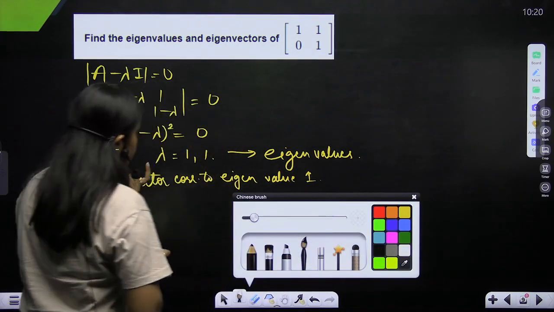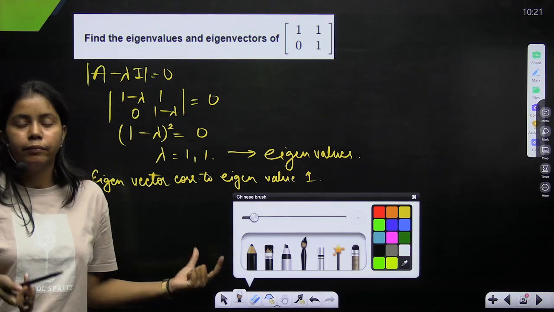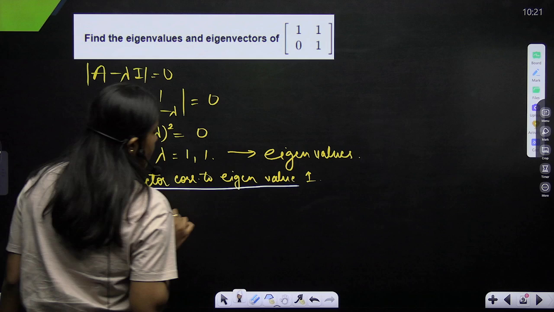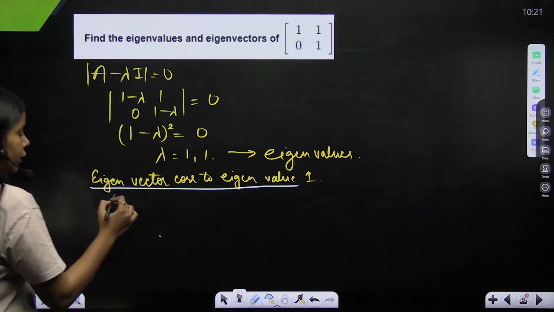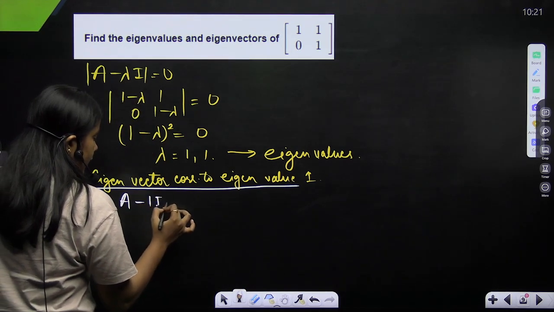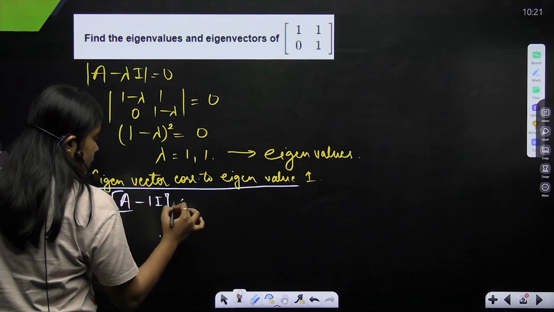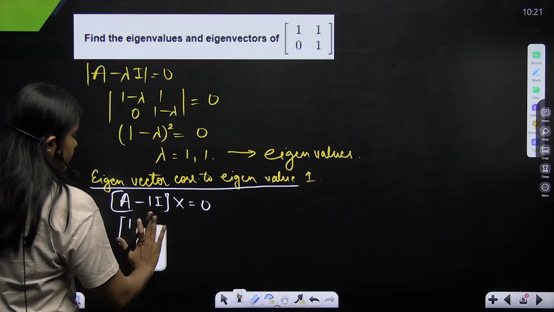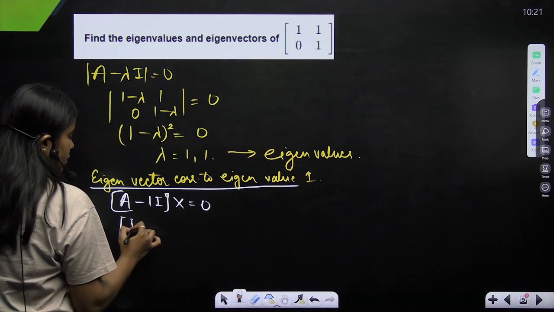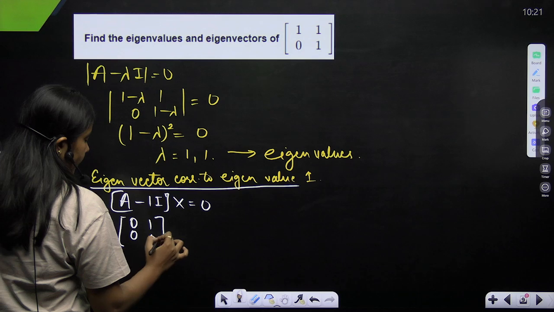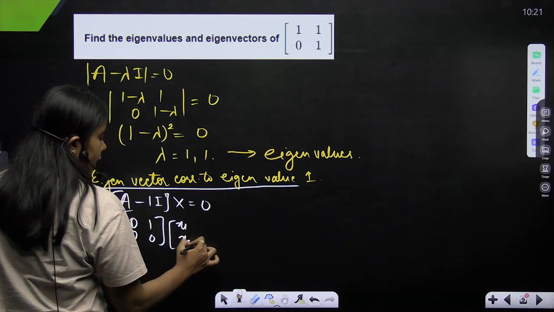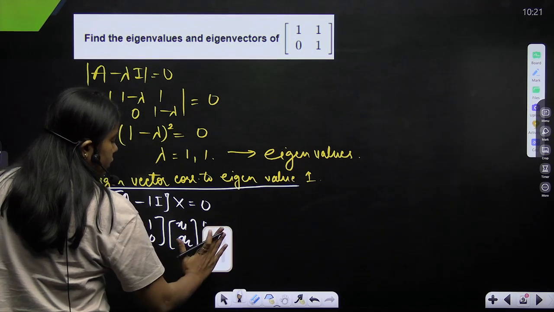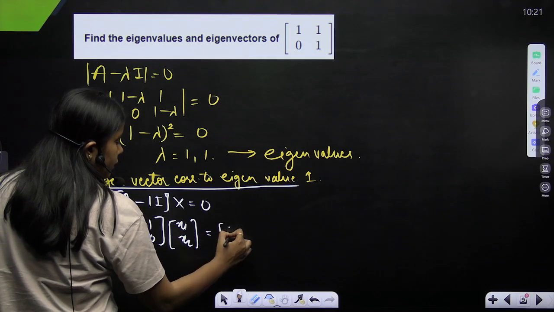Since the eigenvalues are 1 and 1, we can only take 1. We cannot take any other value. So I am finding the eigenvector corresponding to eigenvalue 1. What would it be? (A minus 1I) times capital X vector would be 0. So I'll write down the matrix. On solving, it would become 0, 1, 0, 0. This is x1, x2. This is already in row reduced format, so I do not need to row reduce it further.